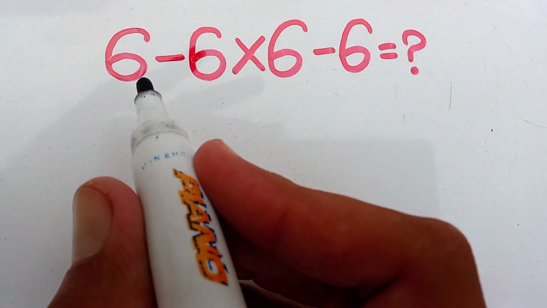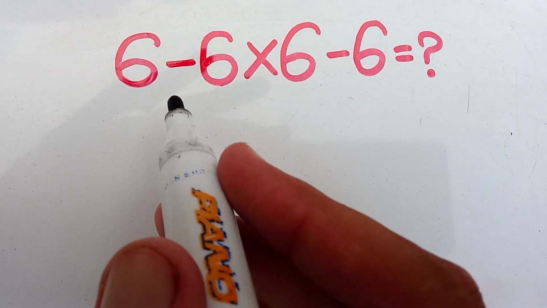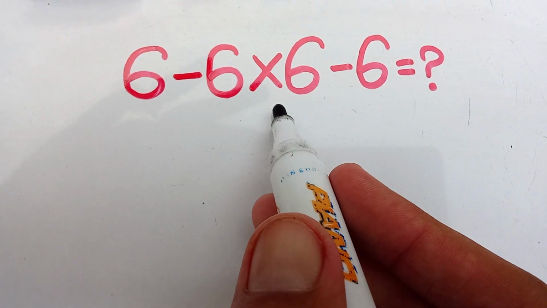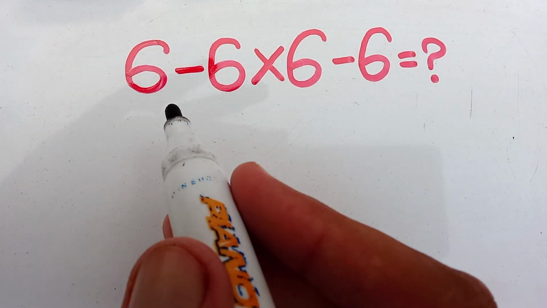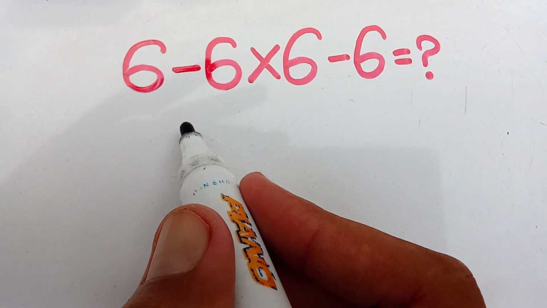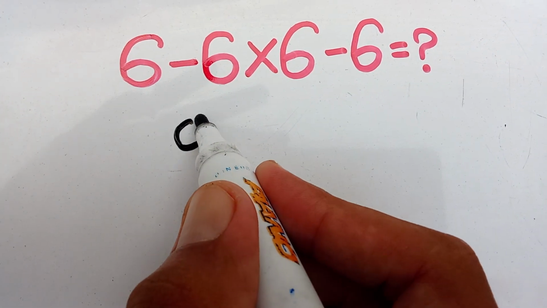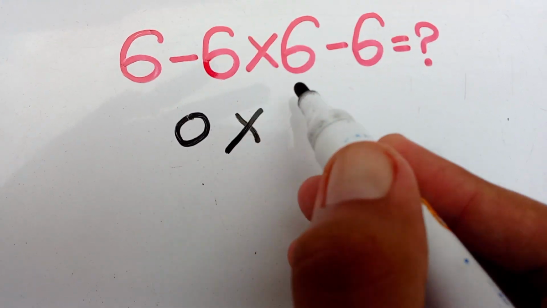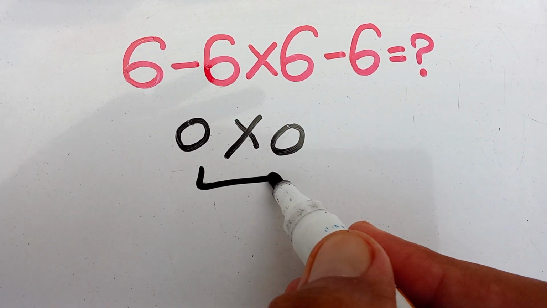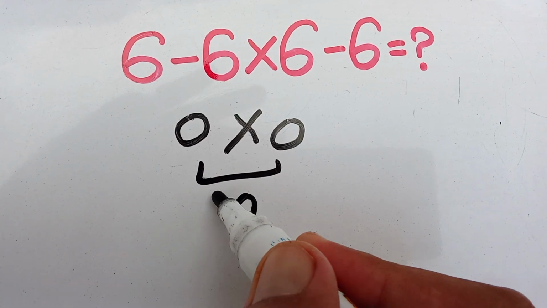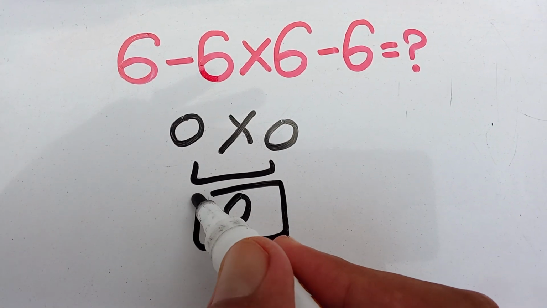In this video we will find the value of this expression, which is 6 minus 6 divided by 6 minus 6. So how can we find the value of this expression? 6 minus 6, which is equal to 0, times 6 minus 6, which is equal to 0. So 0 times 0 is again equal to 0. But this answer is wrong.